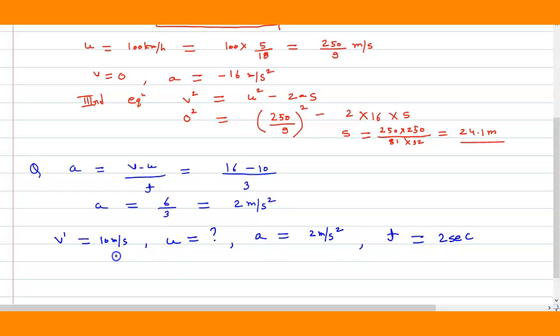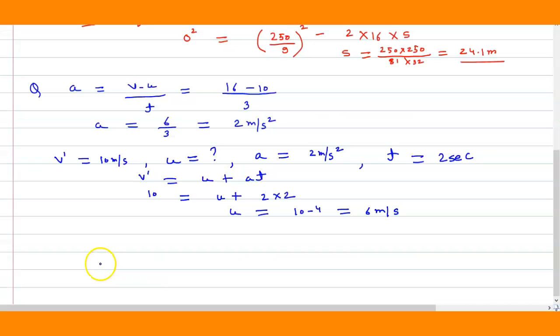Then putting all these values in the first equation, v dash is equal to u plus at. What is v dash? This is given as 10 meter per second. I want to calculate u. Acceleration is 2 and time is also 2. Then u is equal to 10 minus 4. It means the final answer is 6 meter per second.